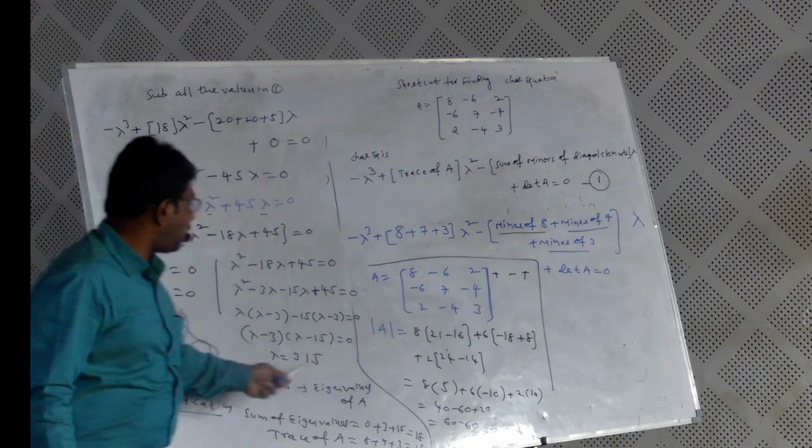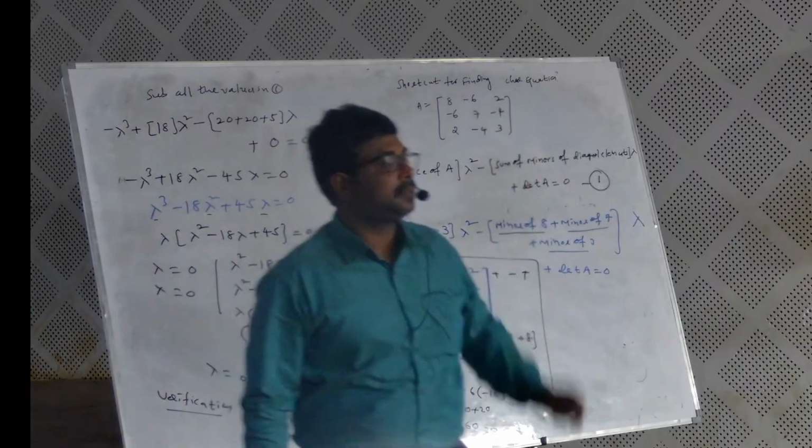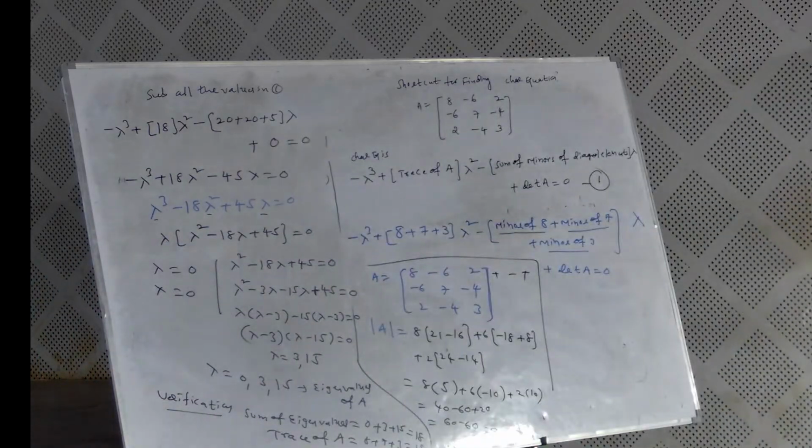So the product of the eigenvalues equals the determinant. The sum of the eigenvalues equals the trace, and the product of the eigenvalues equals the determinant. Therefore, our eigenvalues are correct. What are the eigenvalues? 0, 3, 15. Have you completed? Have you understood? Shall we go to the next problem?